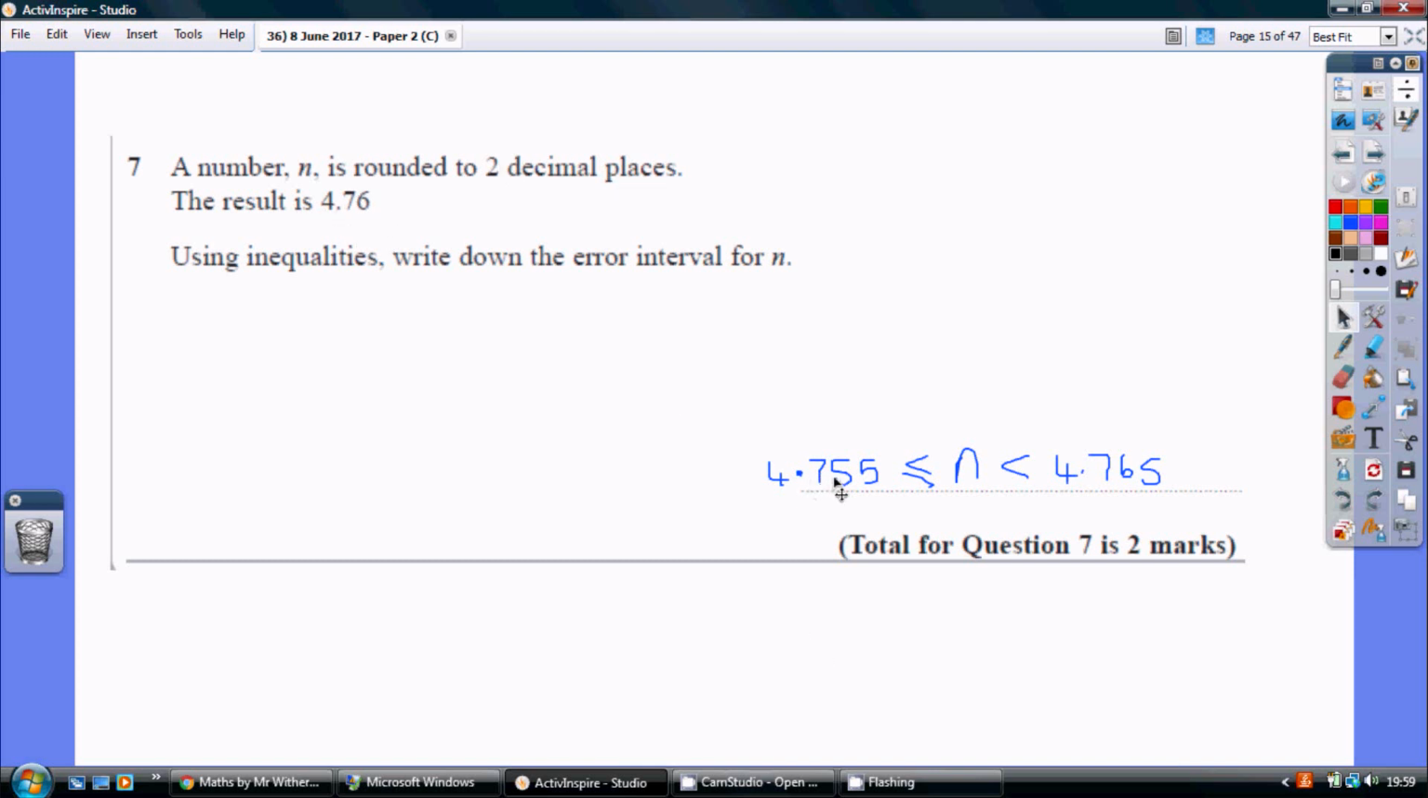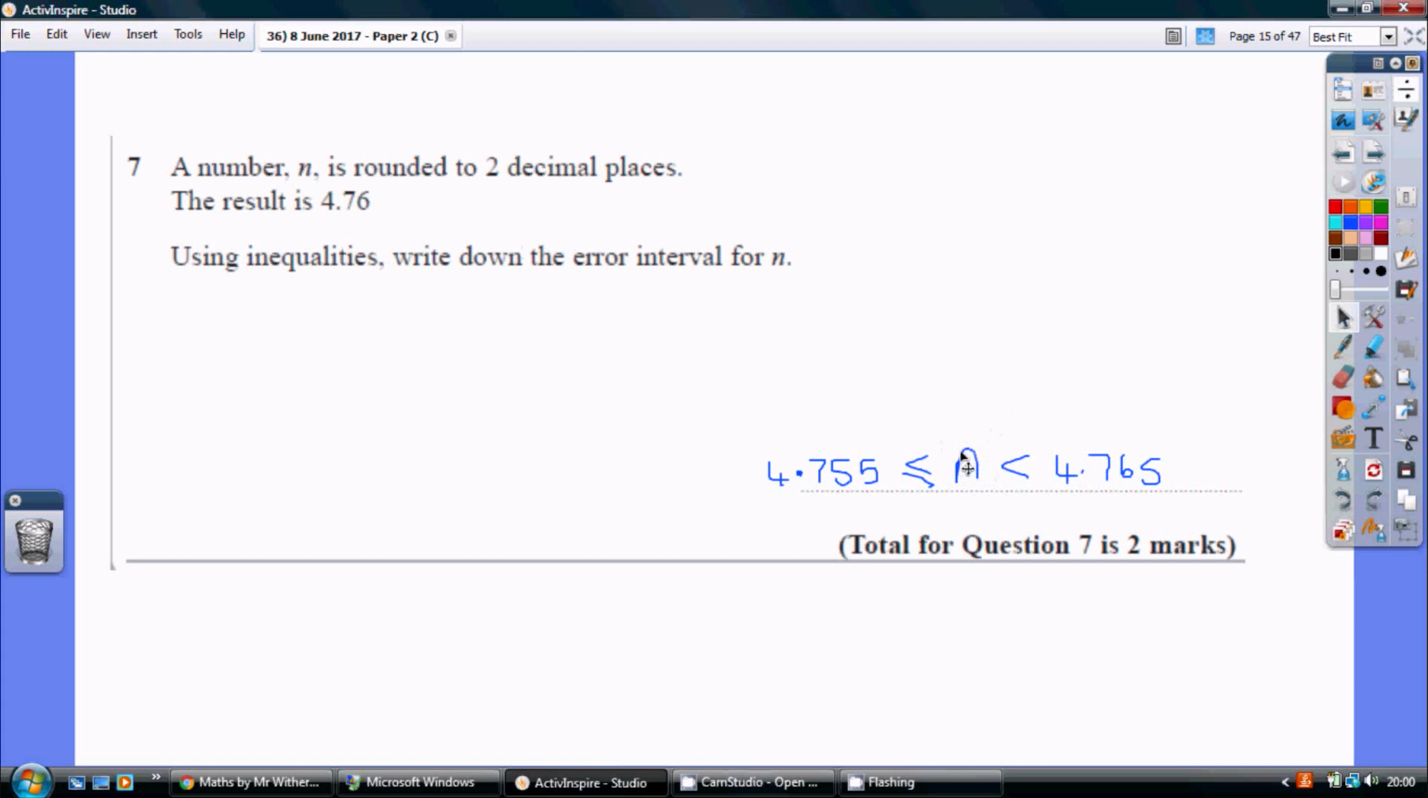Well, that's 4.755 inclusive of 4.755, because 4.755 rounds up to 4.76, but anything smaller than this doesn't. So that's the very smallest number that will round to 4.76. Now at the upper bound we need all the numbers that are less than 4.765, because 4.765 itself would round up to 4.77, but 4.76499999, so just a fraction below this, rounds down to 4.76.